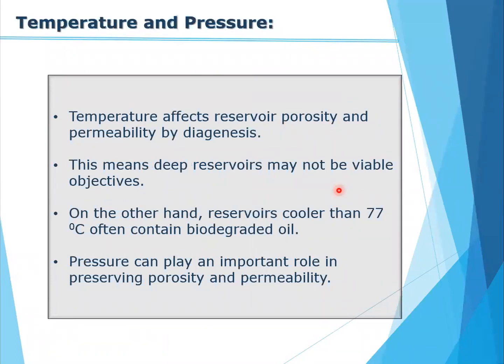So we're coming now to the next chapter, so to say, which is about temperature and pressure. And of course, we know that temperature affects reservoir porosity and permeability by diagenesis. But it also means that deep reservoirs may not be viable objectives. We must check that also sometimes, maybe with analogs or with studies, what kind of reservoir permeabilities and porosities we may expect at given times.